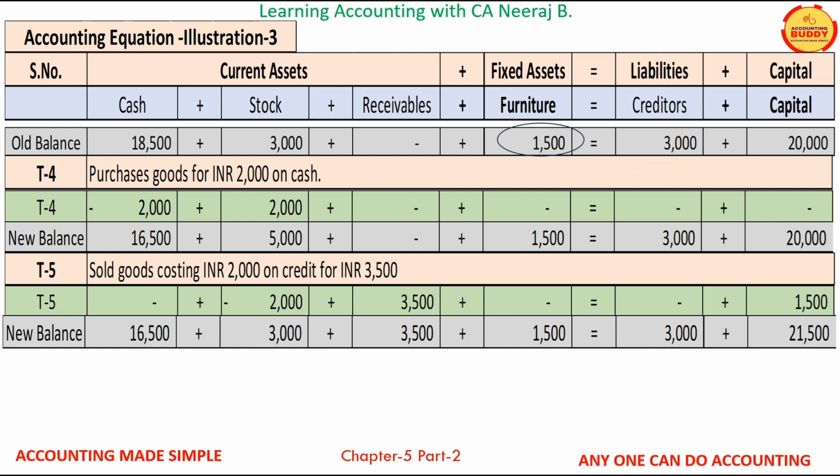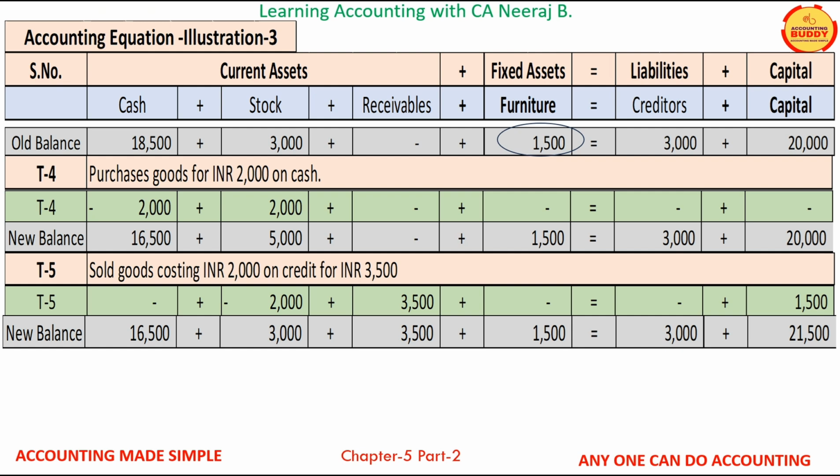Post T5 transaction, the new balance on the left hand side of the accounting equation will be cash 16,500, stock 3,000, receivables 3,500, furniture 1,500, totaling to a sum of 24,500 as the total assets of the business, which is equal to the sum total of the liabilities of 3,000 and the capital of 21,500.